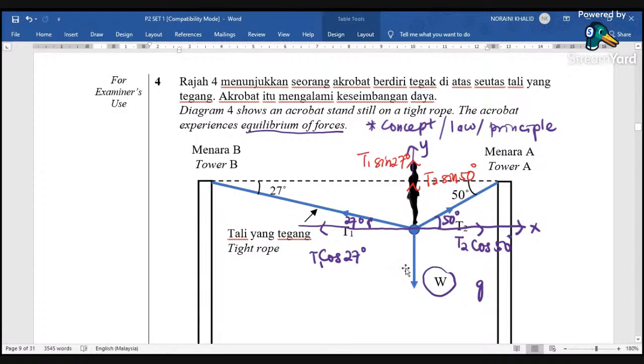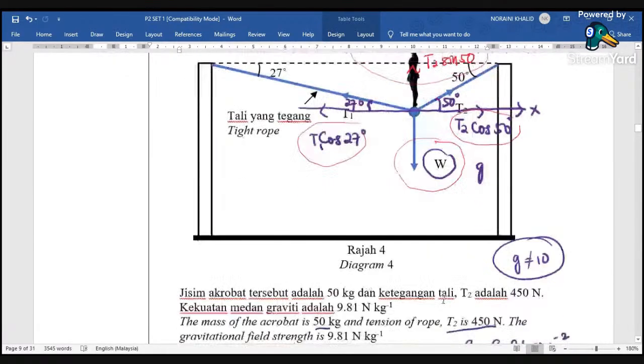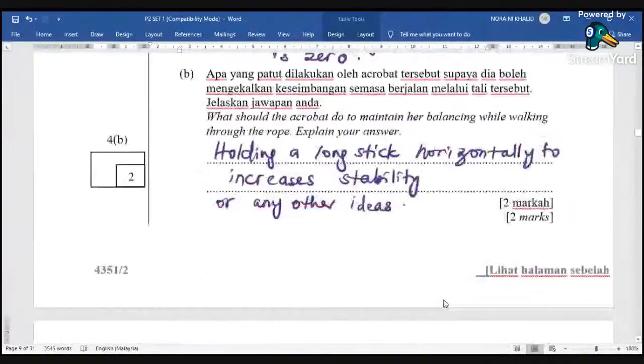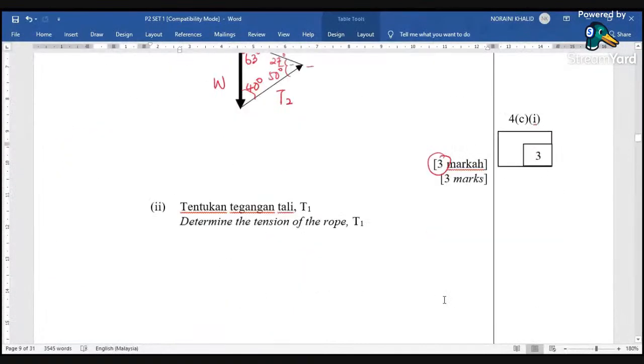Just now it was mentioned already here, equilibrium. Equilibrium means forces are balanced. The upward force equals the downward force. The left side equals the right side. Means all are balanced: horizontal balance, vertical balance. Now we try to determine T1.